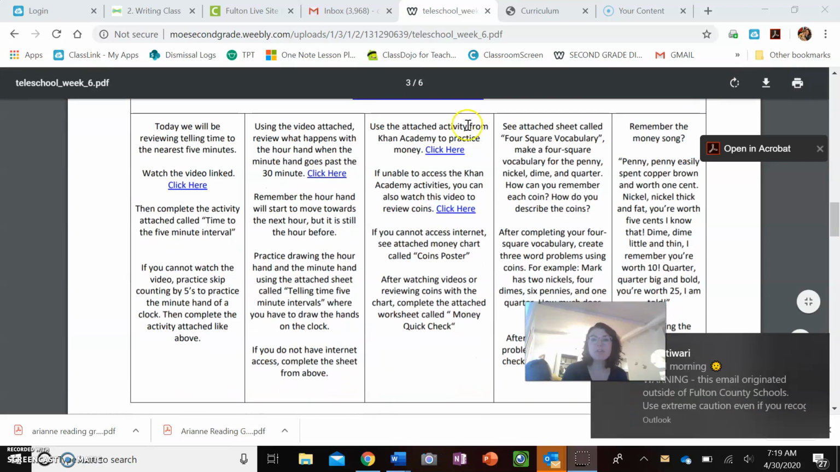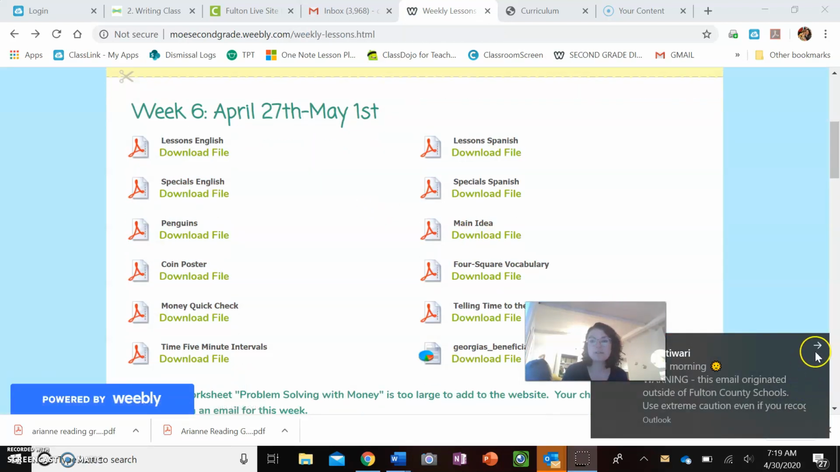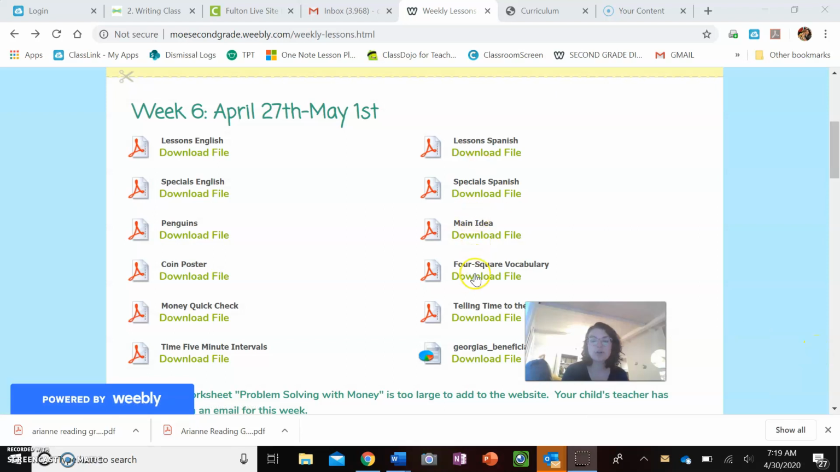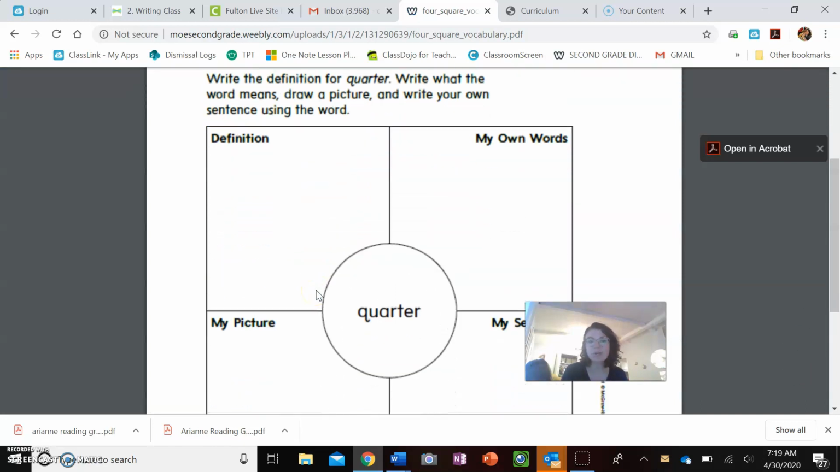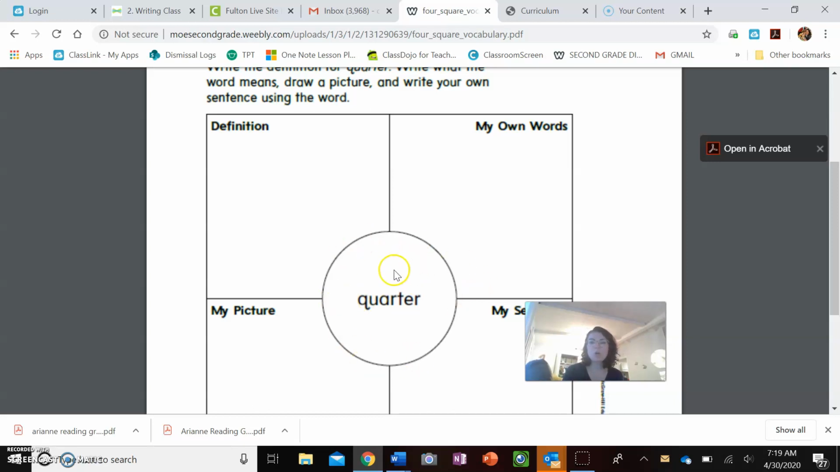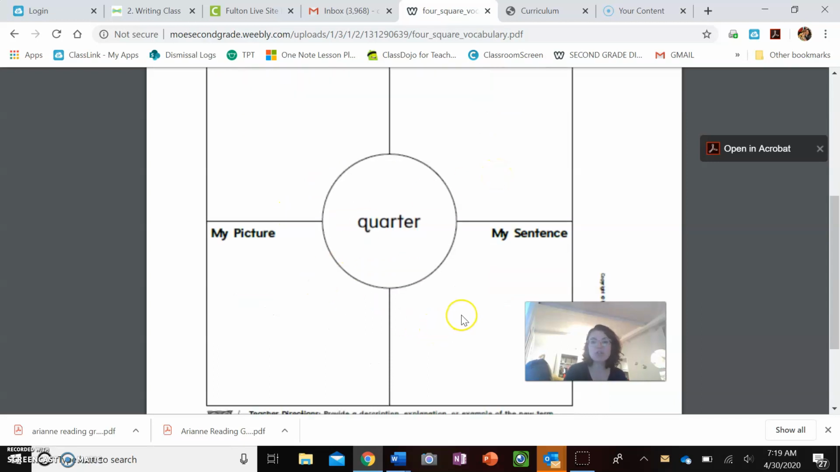For math, you are going to click Foursquare vocabulary, and you can just draw this if you want, or you can print it. And you're going to do this for a quarter. You're going to write the definition. What is a quarter? What is it worth? In your own words. So you could look up on the internet a definition or get your dictionary out. Then what you think it means, draw a picture, and then use the word quarter in a sentence. Then you're going to do it again with the other coins, a dime, a nickel, and a penny.